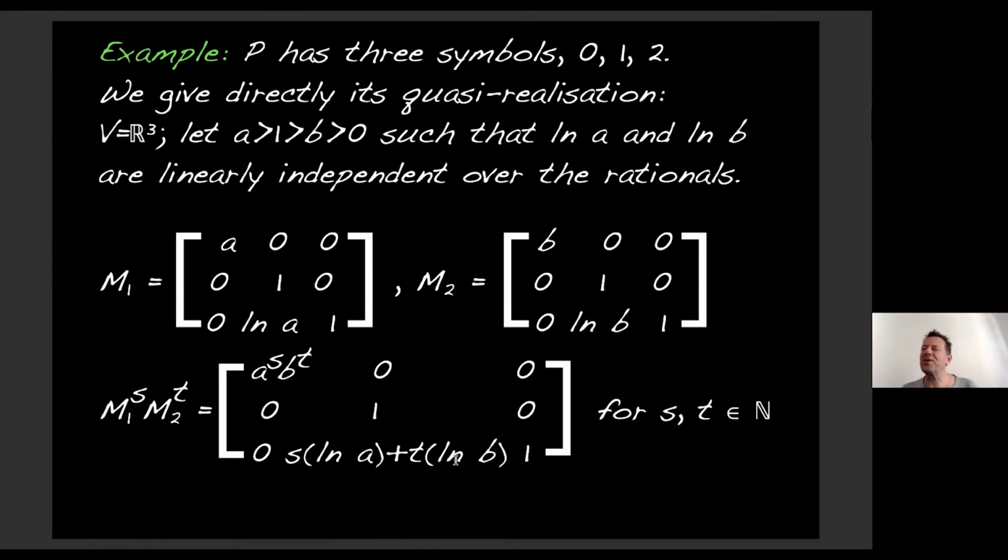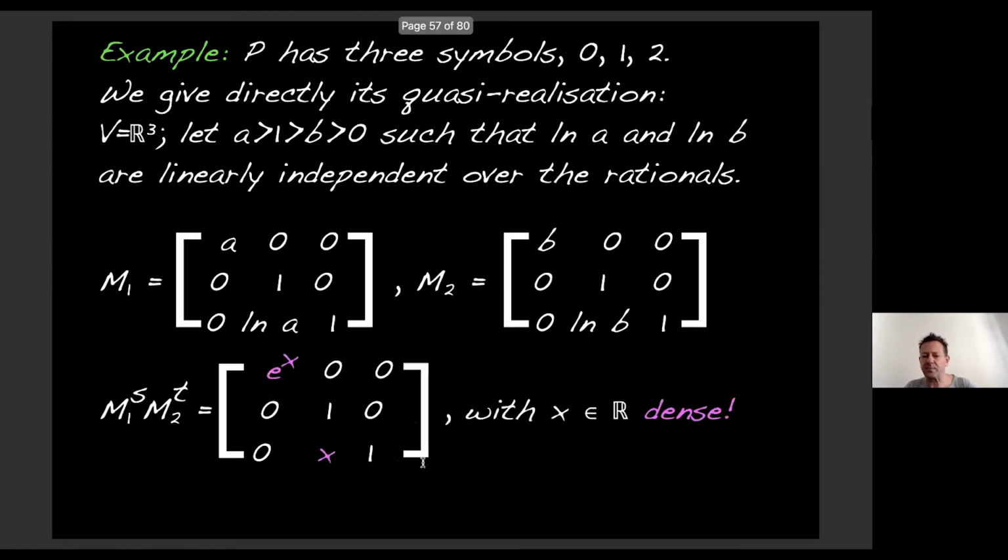So in the matrix multiplication, I have two representations of the multiplicative group of positive numbers: ordinary multiplication and addition of the logs. And if I choose the numbers A larger than one and B less than one in such a way that the logs are incommensurate, in the sense that no rational linear combination can be zero, then these numbers are dense in the reals if I vary over positive integers S and T. And so I can simplify this expression, putting an arbitrary number X and an e to the X. Up to dense closure, I get all of these matrices.